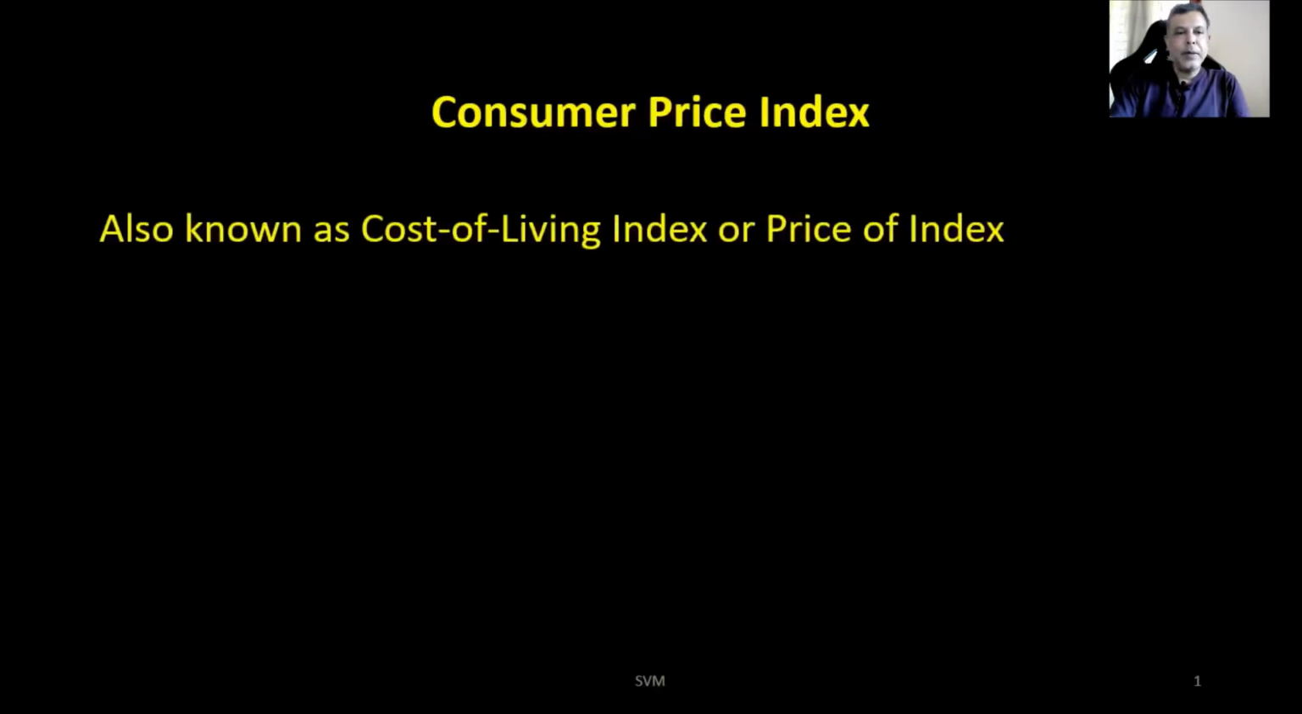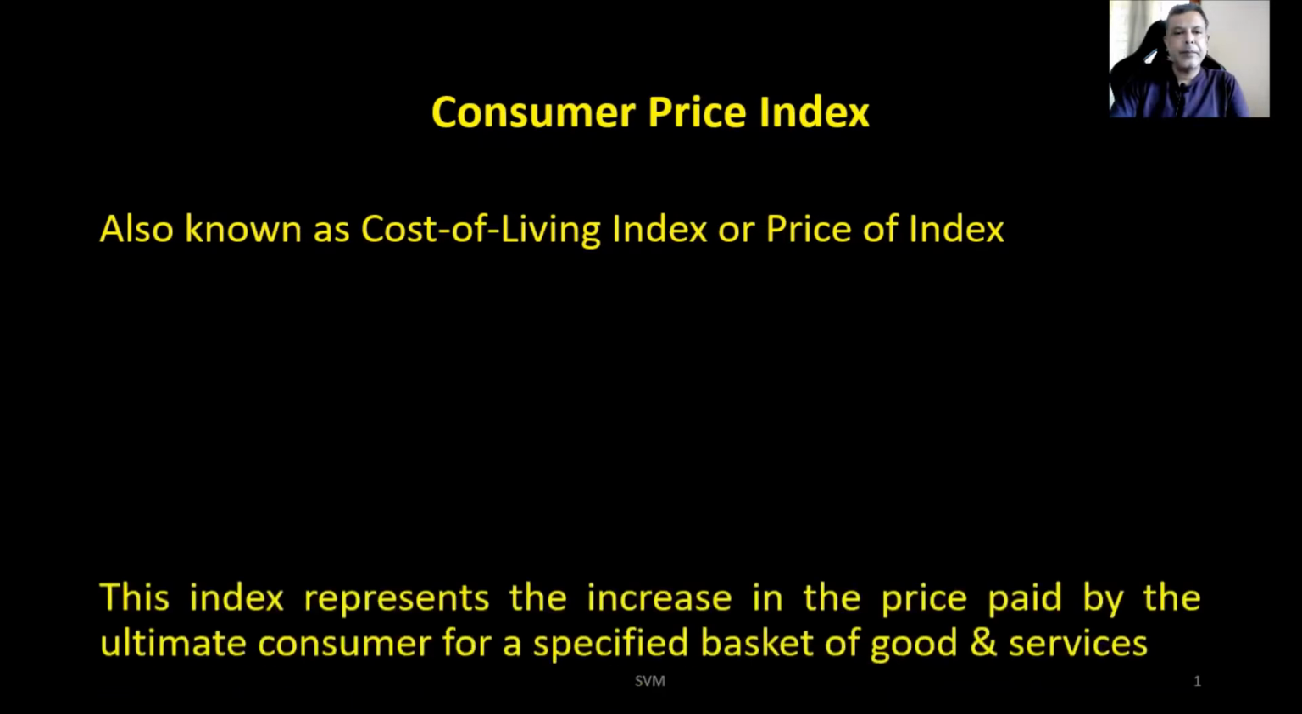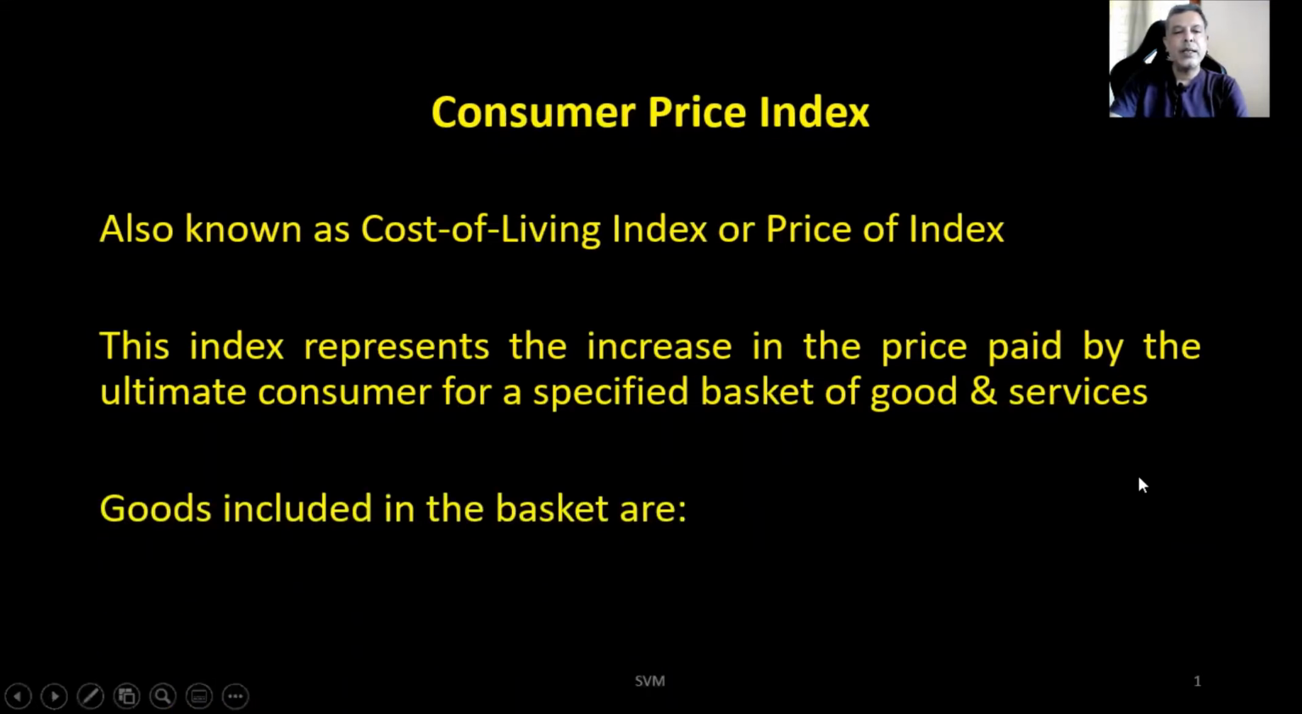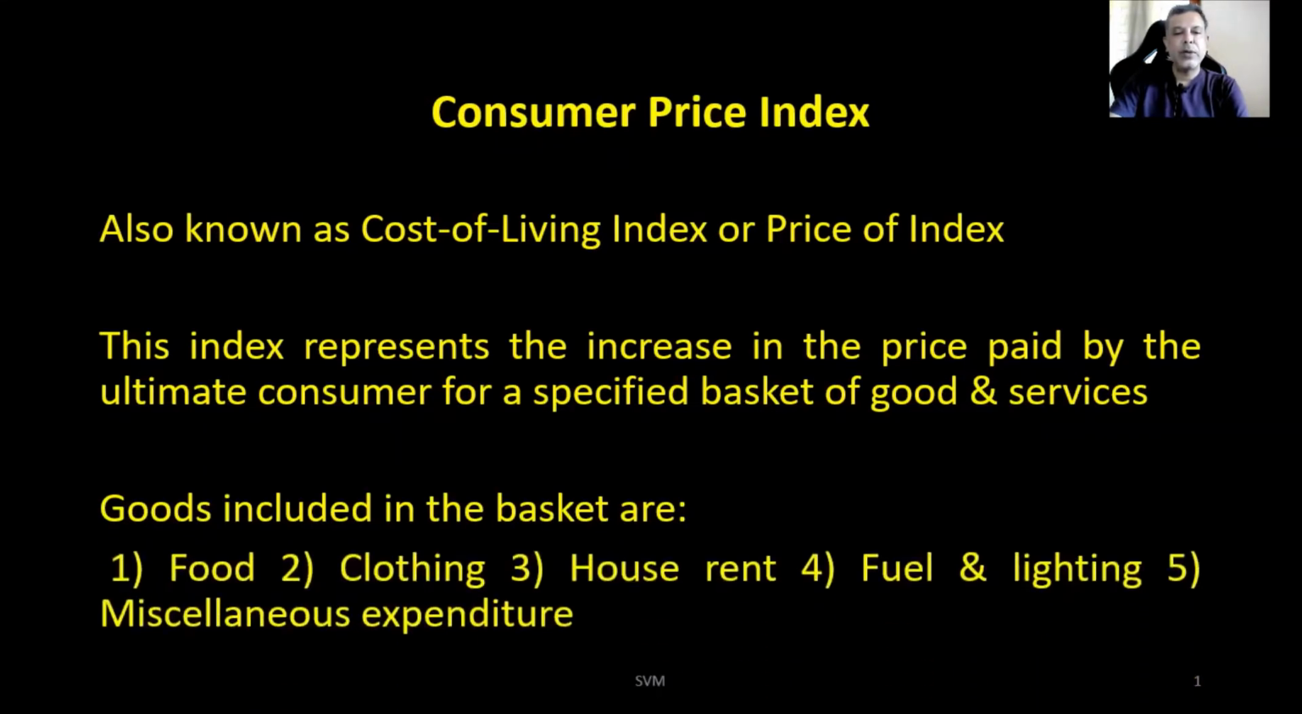In this video we will understand the consumer price index. It is also known as the cost of living index or price index. This index basically represents the increase in the price paid by the ultimate consumer for a specified basket of goods and services. Now we'll see what is in that particular basket. The goods included in the basket are food, clothing, house rent, fuel and lighting, and other miscellaneous expenditure.